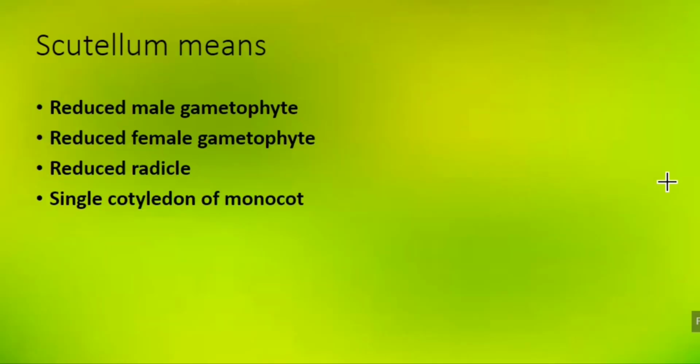Scutellum means monocots have a single cotyledon, and that single cotyledon of monocot is called a scutellum. So here the answer is direct, single cotyledon of monocot.